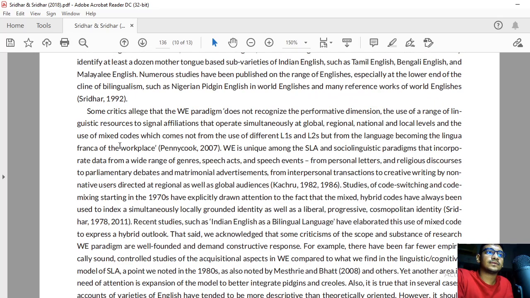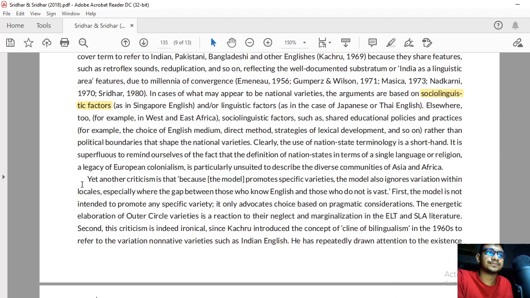Okay, so we have two more paragraphs. Yet another criticism is that, quote, because the model promotes specific varieties, the model also ignores variation within locales, especially where the gap between those who know English and those who do not is vast.